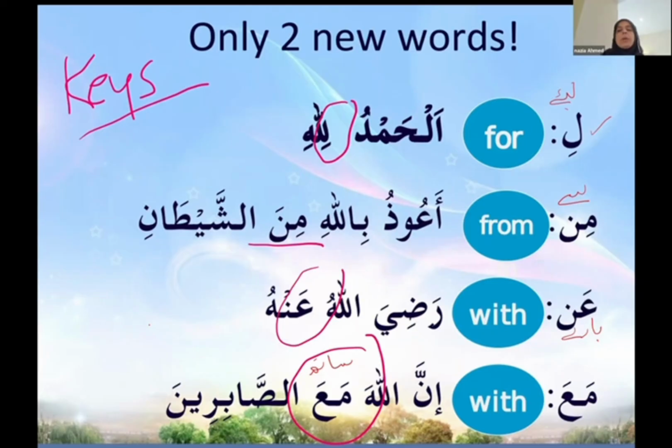The best way to remember the meaning of li, which is for, is Alhamdu lillahi. It means all praise for Allah. So li always means for. Min means from. The best way to remember is A'udhu billahi minash shaitan. So this min means from.